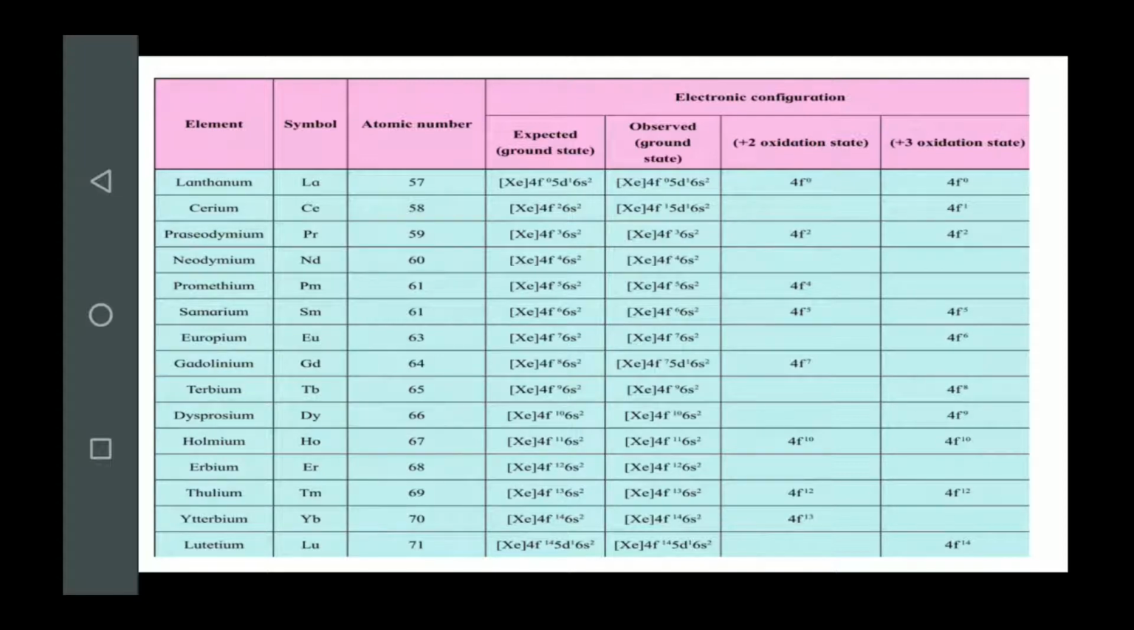Okay, we know that exactly half filled orbitals give extra stability to the atoms. So to achieve that extra stability, one of the electrons goes into the 5d orbital.